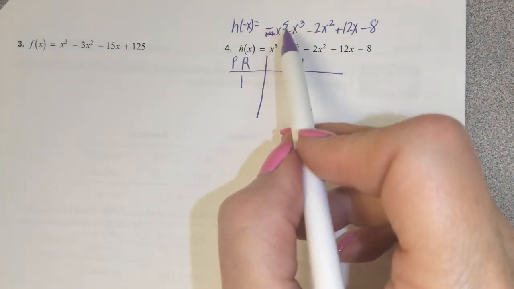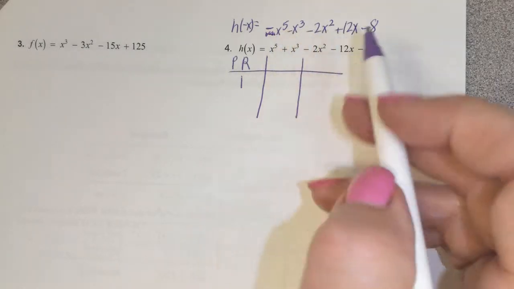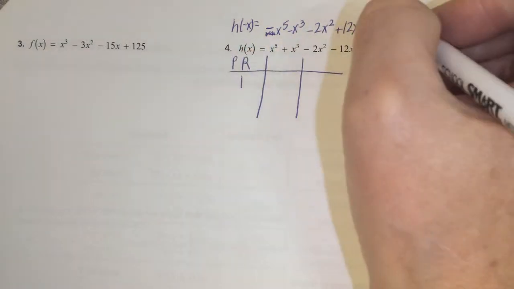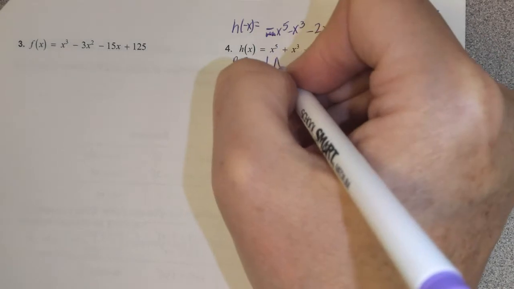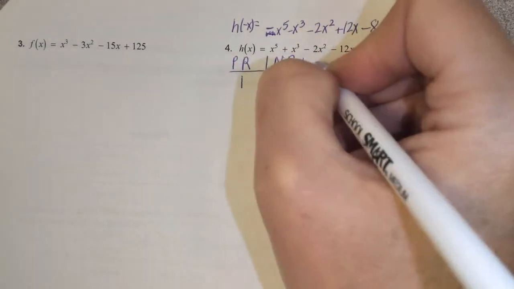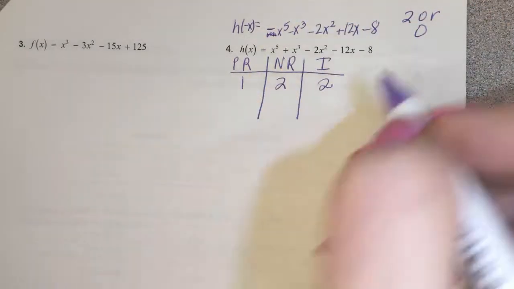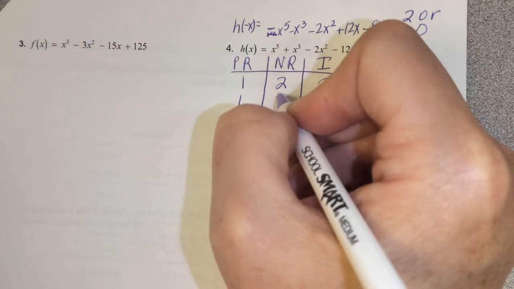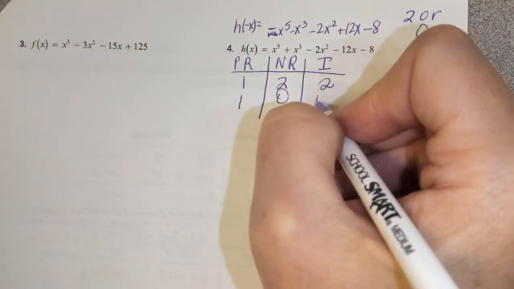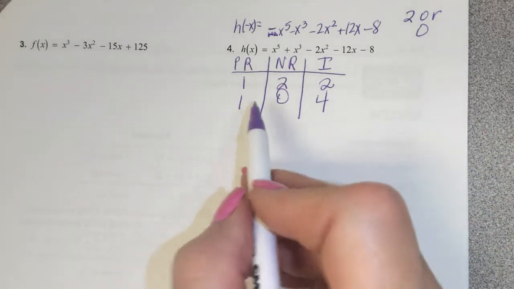Alright, how many sign changes do I have then when I plug in the negative for x? 2. So I can have 2 or what else? 0. Okay, so for my negative reals, I could have 2. How many imaginaries would I have to have? Okay. What else could I have? What are some other options? 1, 0, and 4. Okay. Anything else that's possible? No, can't go up.